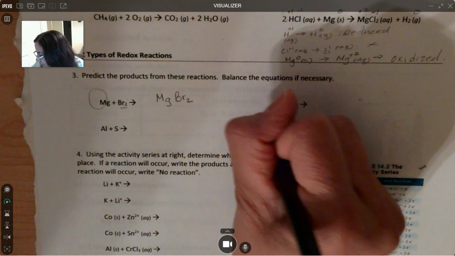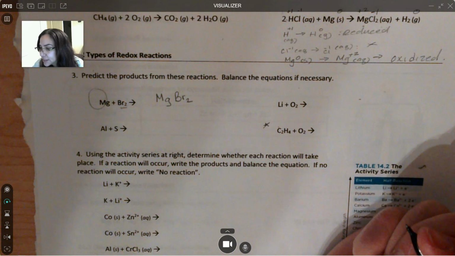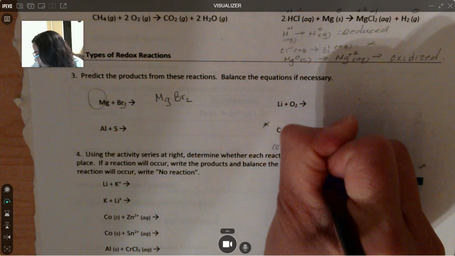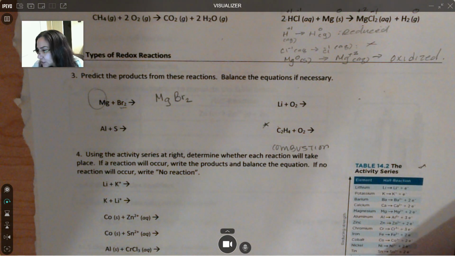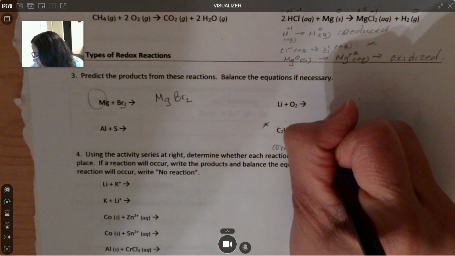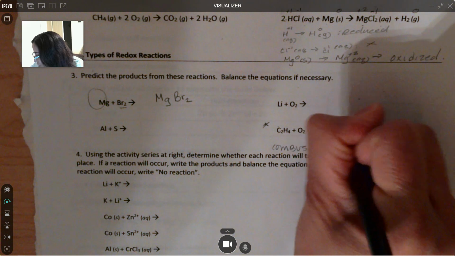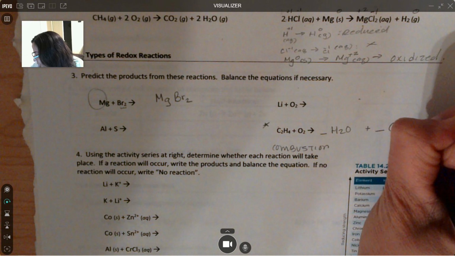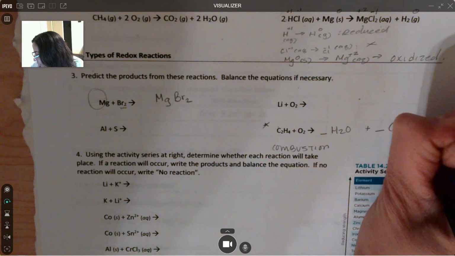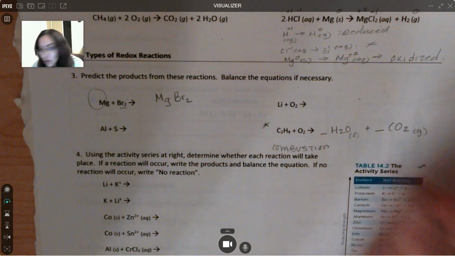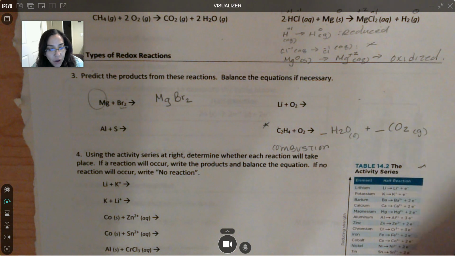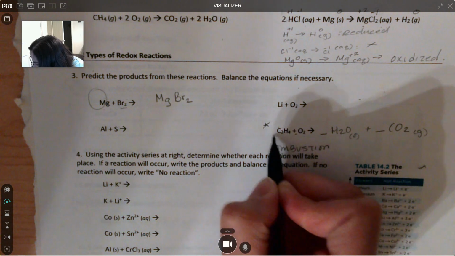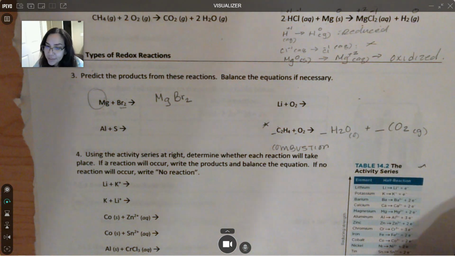The one that you might find a little trickier is going to be this one because it's a combustion reaction. And all combustion reactions are going to produce, I'll give you guys some help, they're going to produce water and carbon dioxide. Okay, so they're going to produce carbon dioxide gas and water. So all combustion reactions are going to produce that. So now your goal is going to be to make sure everything is balanced.